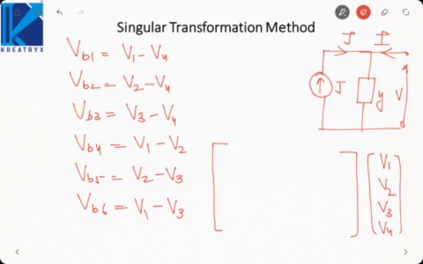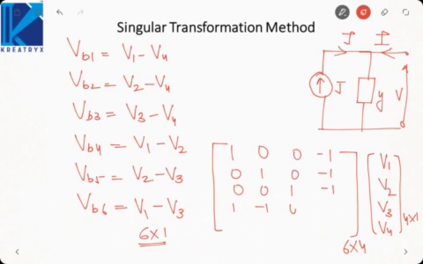Here we have a matrix 6 cross 1, that is VB1 to VB6. This is 4 cross 1, so this matrix will be 6 cross 4. Okay, first is V1 minus V4, that means 1, 0, 0, minus 1. V2 minus V4, that is 0, 1, 0, minus 1. Okay, V3 minus V4, 0, 0, 1, minus 1, 1, minus 1, 0, 0.